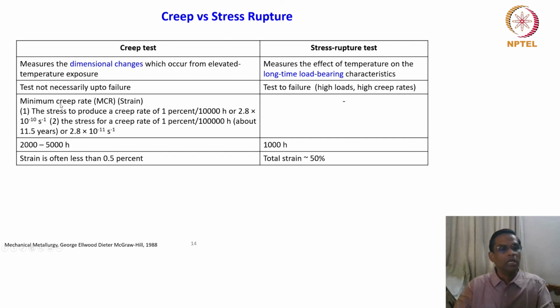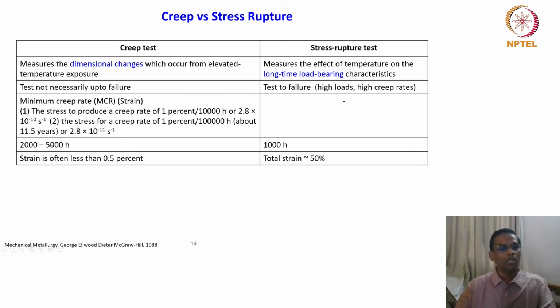There is something called the minimum creep rate, MCR, which is a design parameter, normally defined as the stress to produce a creep rate of 1% per 10,000 hours, or 2.8 times 10 to the power minus 10 per second, or the stress for a creep rate of 1% per 100,000 hours, or 2.8 times 10 to the power minus 11 per second. This is how the minimum creep rate is defined, in this order.